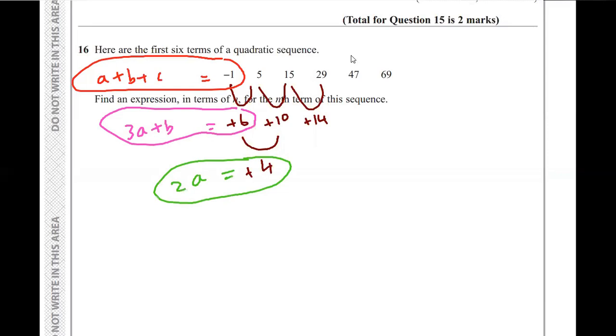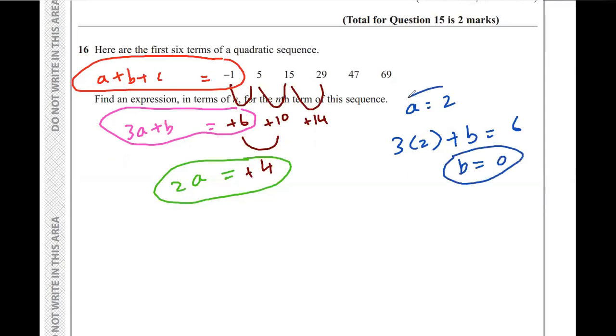Can Mujtaba help me work out the value of A from the last equation? A equals 2. And if A equals 2, you can plug that value in. You'll get 3 times 2 plus B equals 6, so B must be 0. And we need to work out C then.